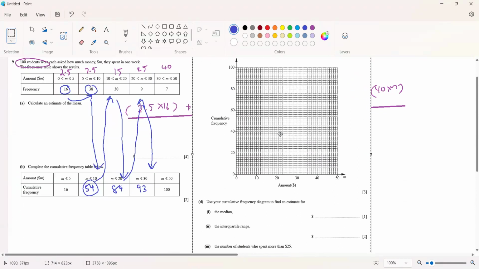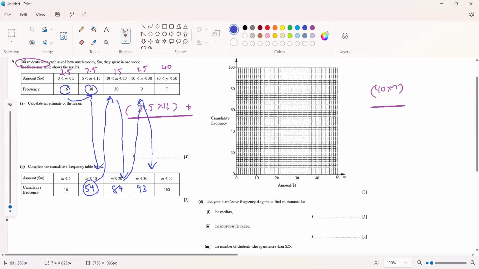So we are going to just put it here. And then from the cumulative frequency diagram, we are taking our 5, 10, 20, 30 to 50. So 5 is 16. Each box here is representative of 2. So I will take about here, starting from 0, of course. And then 10 to 54, that would be somewhere around here. And then we have 20 to 84. 20 to 84 is somewhere around.